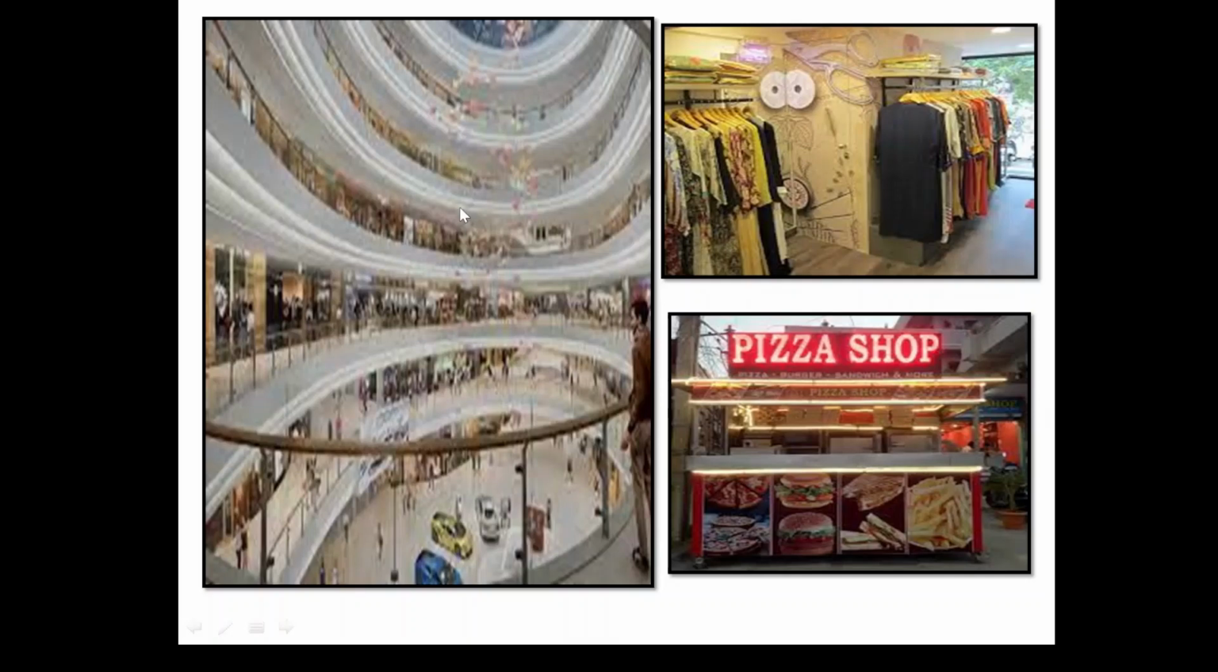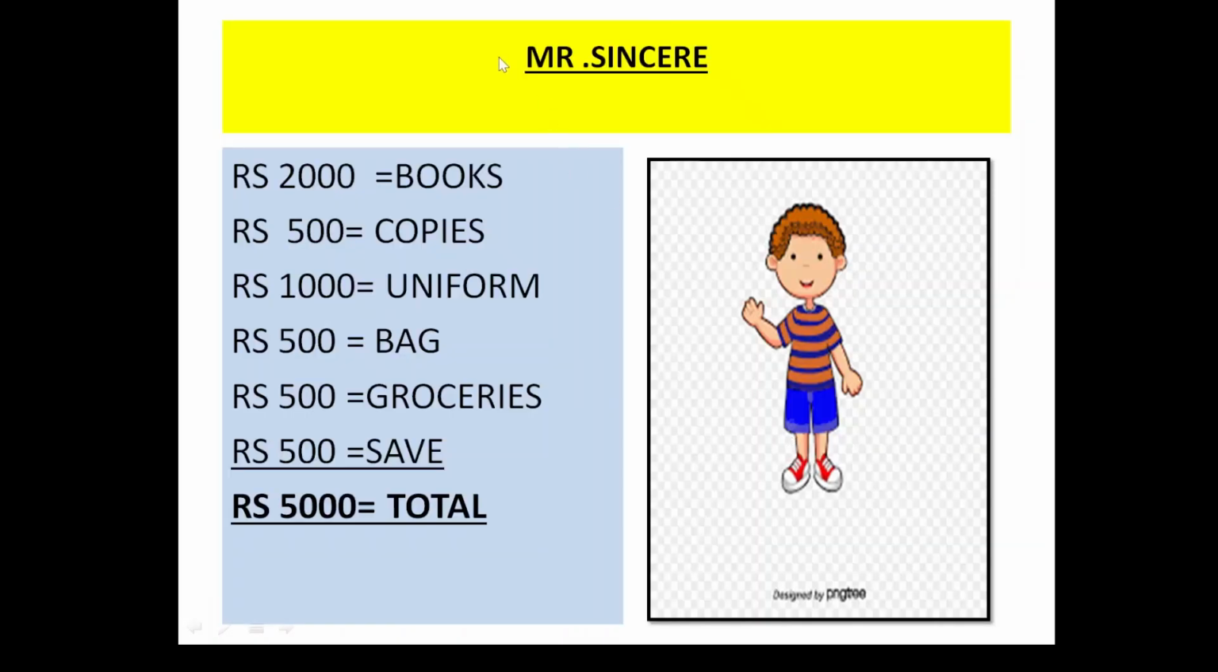The moment the three friends entered the shopping mall, they saw a beautiful garment shop in which there were beautiful t-shirts of their own choice. And also, besides the garment shop, there was a pizza shop. Now, coming to friend number 1. His name is Mr. Sincere. Mr. Sincere is the most obedient child of the family.